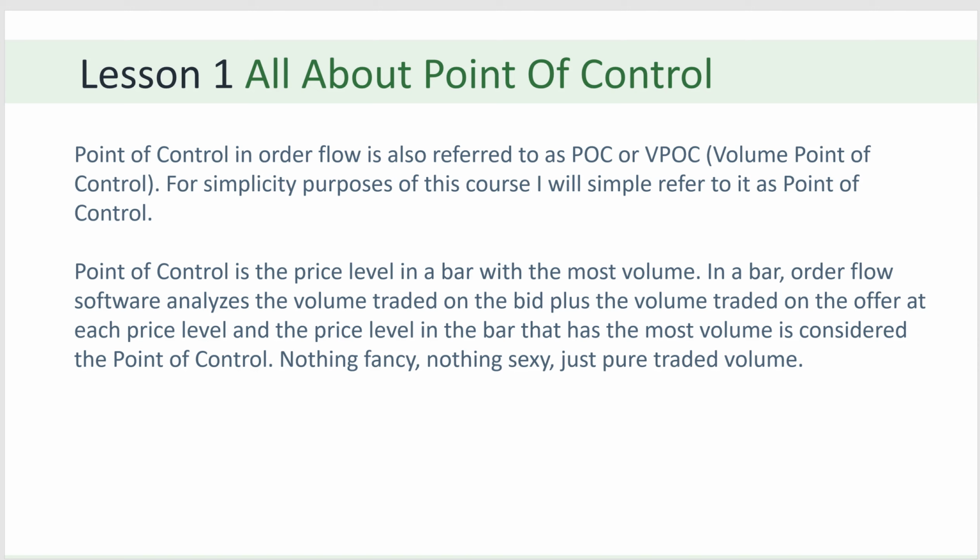Point of control is the price level in a bar with the most volume. In a bar, order flow software is going to analyze the volume traded on the bid plus the volume traded on the offer at each price level. The price level in the bar that has the most volume is considered the point of control. It's the point of control for that bar.